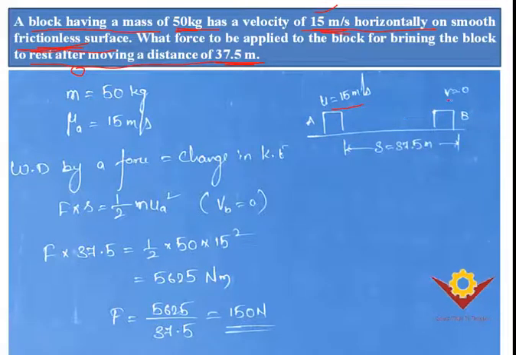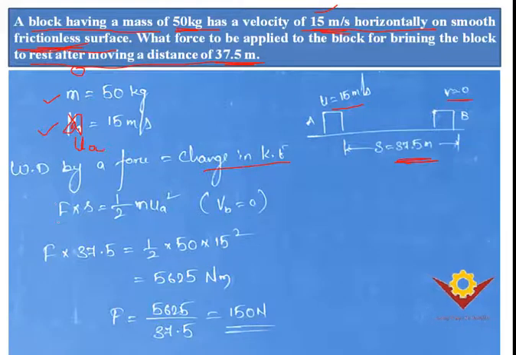The final velocity is 0 after moving a distance of 37.5 meters. Now what is the mass of your body? 50 kgs. Velocity u, which is 15 meters per second, is the velocity at point A. And what is the work done by a force? This is the change in kinetic energy.